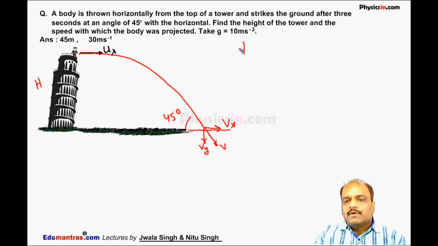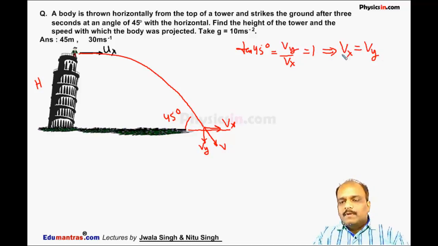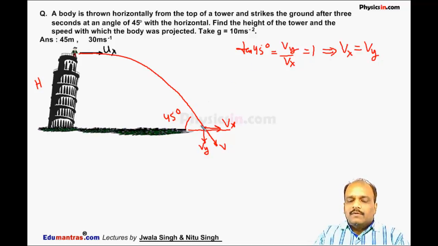So we can say tan 45 degree is equal to Vy by Vx, which is equal to 1, which says that Vx must be equal to Vy. So Vx and Vy both are equal at the point when the particle strikes the ground. Now it is also given the particle takes only 3 seconds. So the time of flight of this particle is 3 seconds.